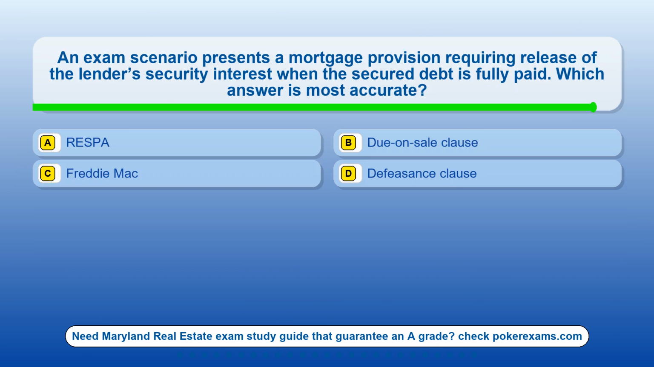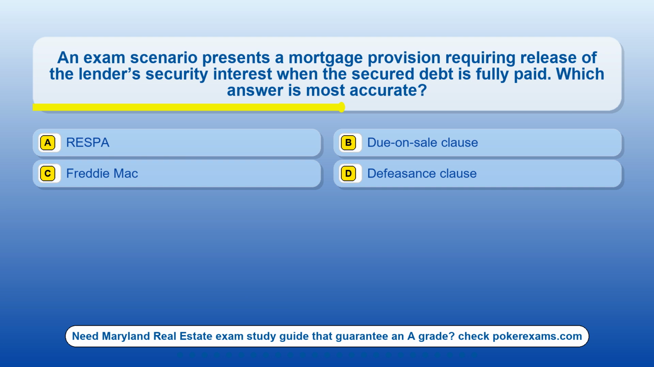Question 13. An exam scenario presents a mortgage provision requiring release of the lender's security interest when the secured debt is fully paid. Which answer is most accurate? Option A, RESPA. Option B, due-on-sale clause. Option C, Freddie Mac. Option D, defeasance clause.